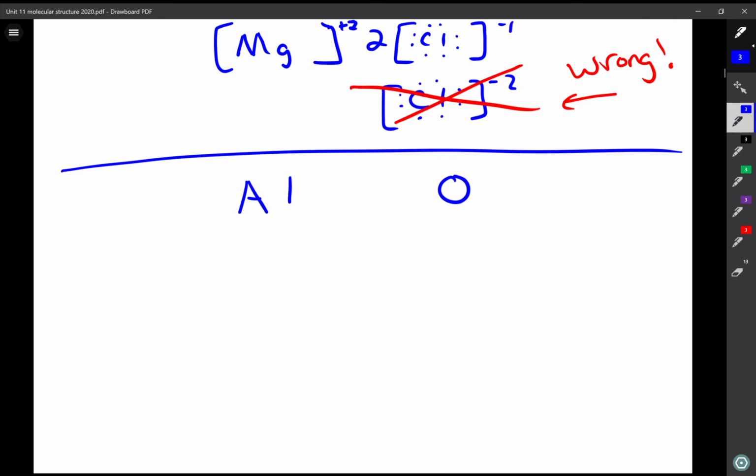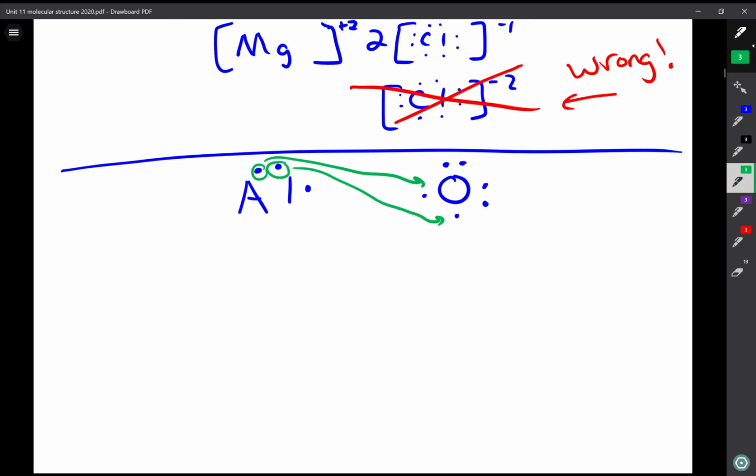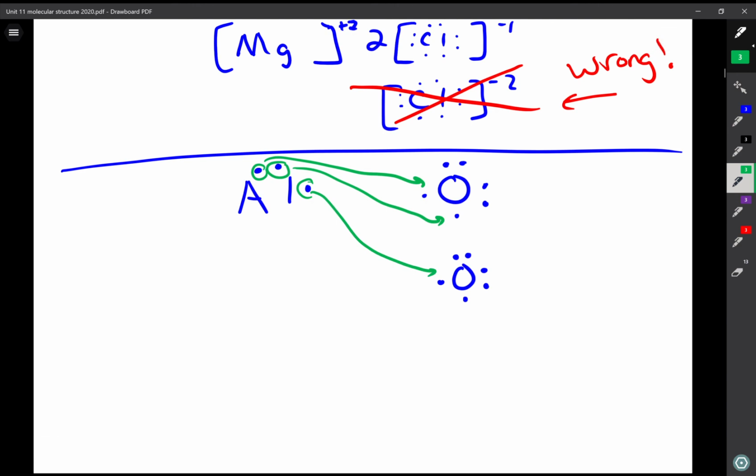So remember, aluminum has 3 valence electrons: 1, 2, 3. And oxygen has 6. Oxygen needs 2 electrons to fill its valence shell. Aluminum has 2 there, so we're good there. But it has that extra electron there. It still needs to get rid of that. So we're going to pull in this other oxygen, so it'll give up its 3rd electron there. This poor little oxygen still needs another electron.